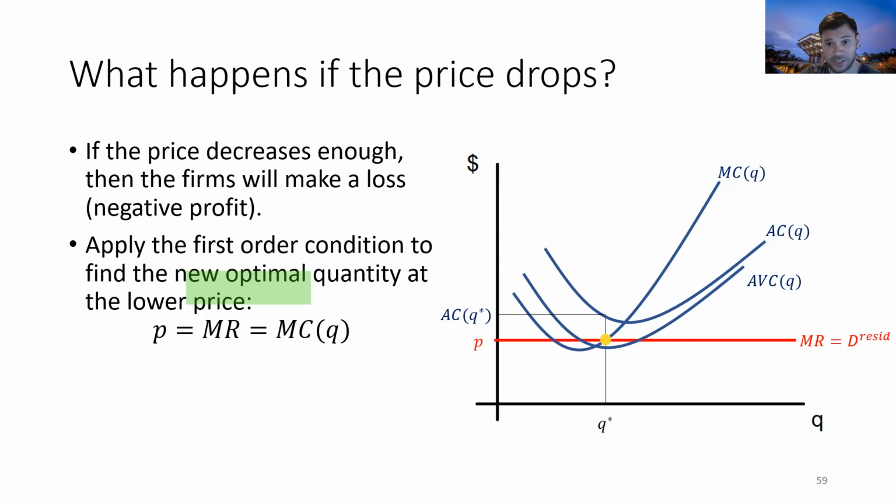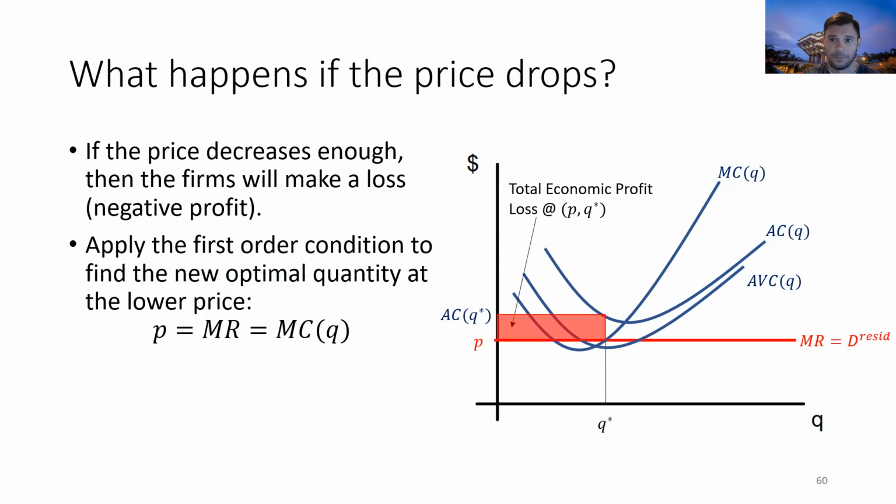Yeah, we're taking losses now, right? Average cost is higher than the price we're selling things for. Which means if we multiply that by the number of units we're selling, then that area represents the total loss from producing Q star. Now, just to be clear, this is the best we can do. Sometimes the best you can do involves making a loss.